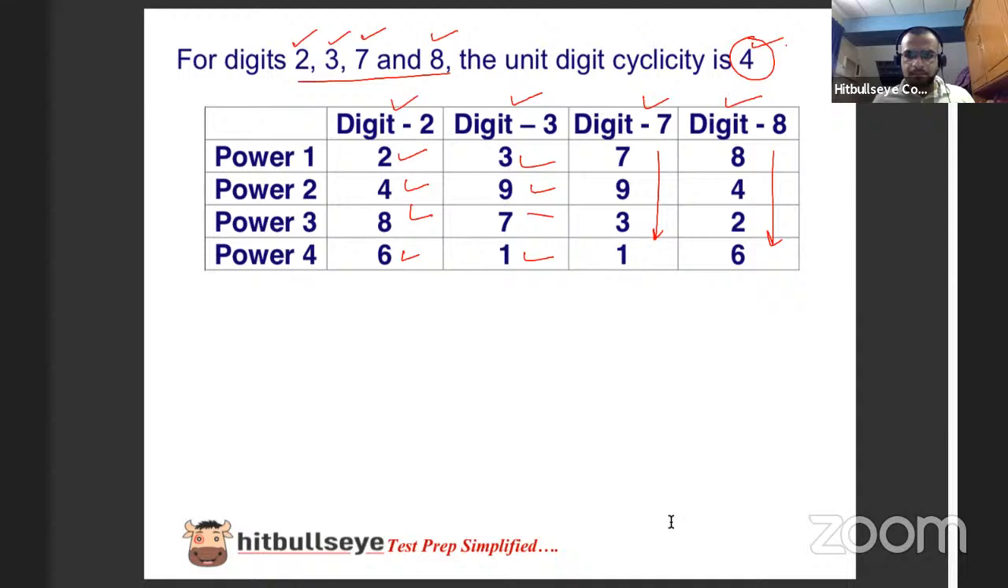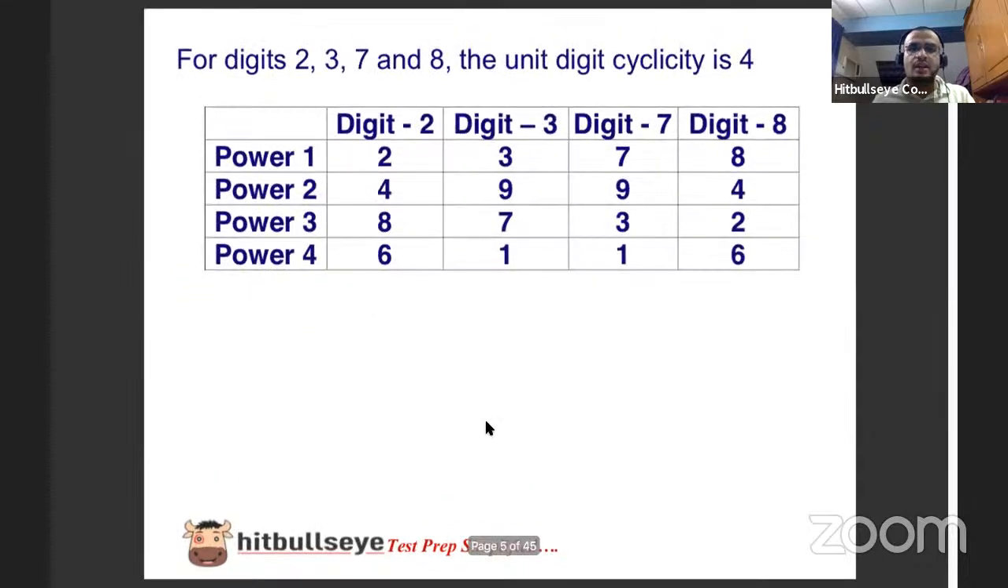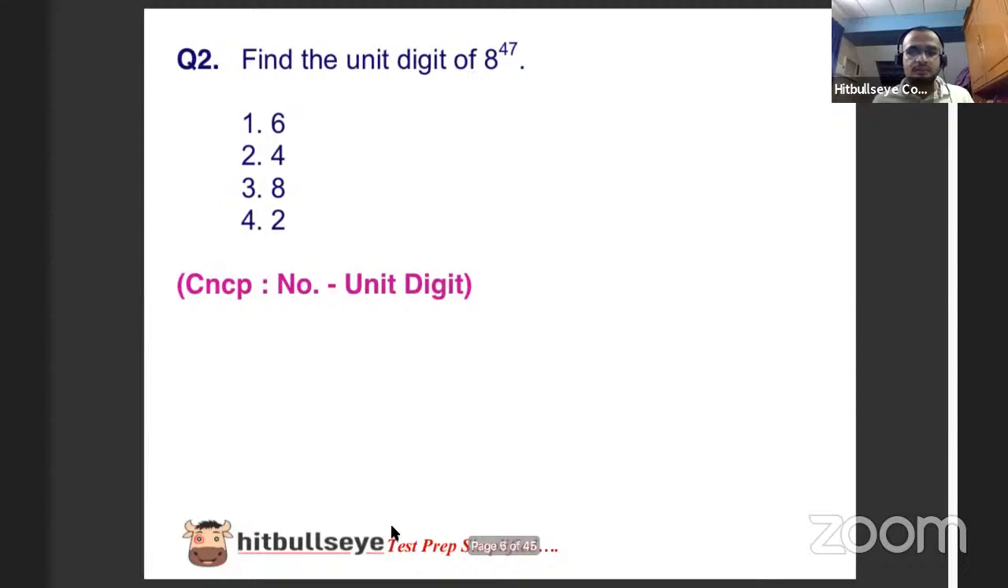All right. Let's proceed now towards the questions. We have all this information with us and we can start applying it now. Find the unit digit of 8 raised to the power 47. Now, whatever we have just learned, we have seen for 8, the cyclicity is 4. Now, how to go about it? Please try to solve this one, and if you can't, we'll discuss. Can you please tell me the answer? 30 seconds, then we'll discuss.